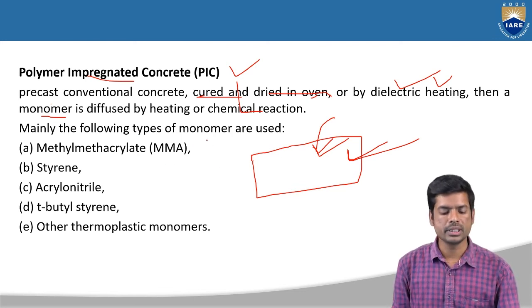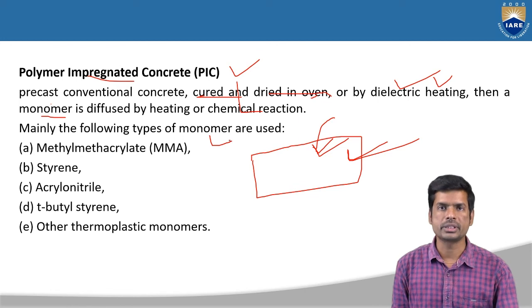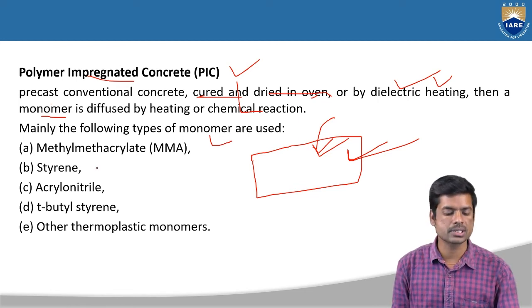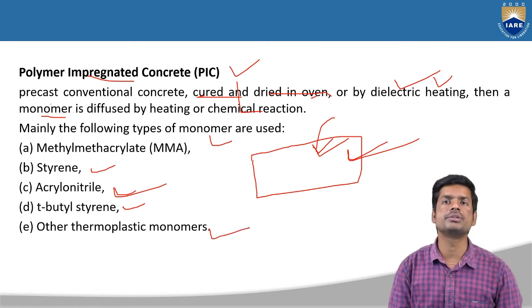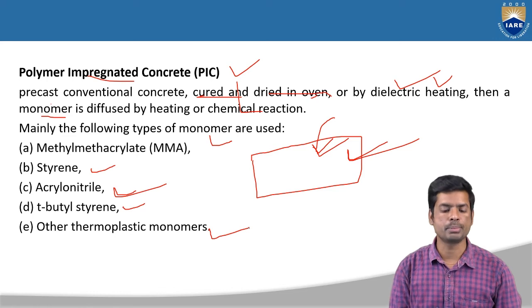Now coming to the examples of monomers. First one is methyl methacrylate. This is one of the examples of monomers. Next, styrene, which is also one of the monomers. Next, acrylonitrile, also one of the monomers. And next, t-butyl styrene. And next, other thermoplastic monomers. So these are the different types of monomers which we can use in the preparation of polymer impregnated concrete.